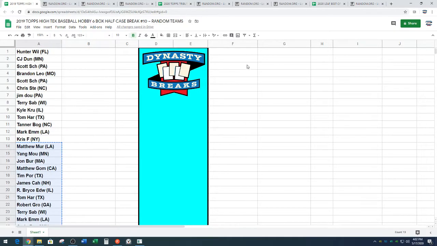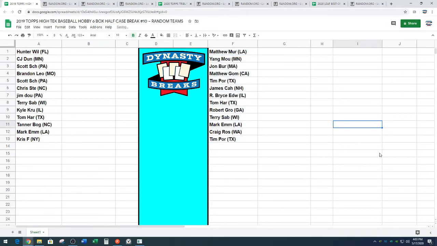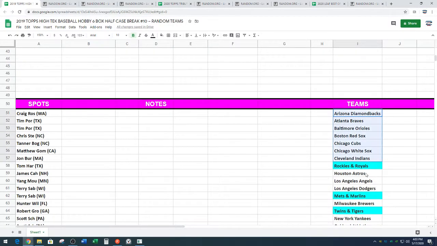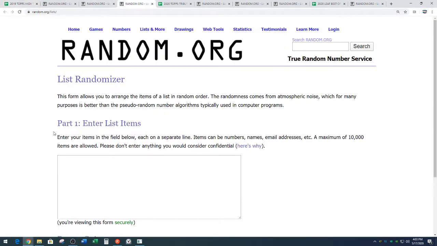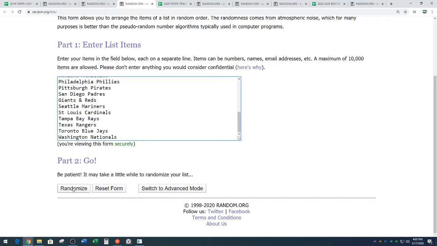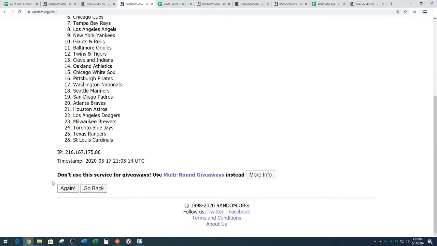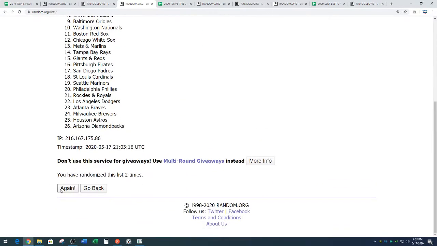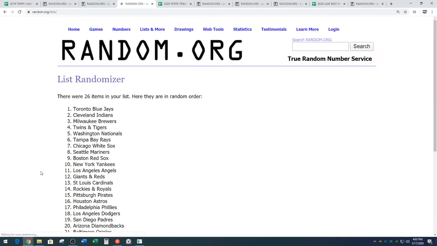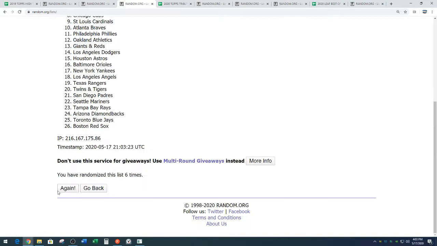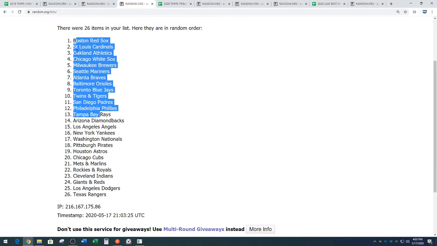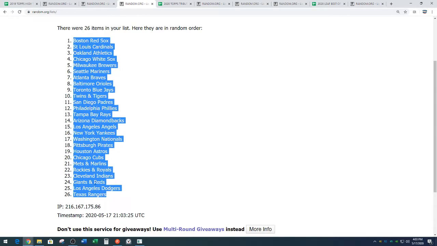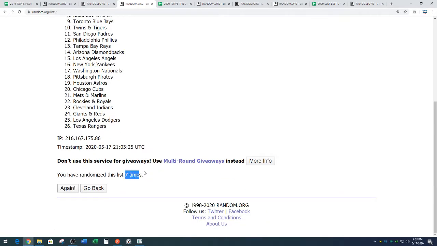And 26 spots in the break. That means four combo spots. It's going to be the Diamondbacks all the way down to the Nationals. Copy those. Random.org. Seven times. One, two, three, four, five, six, and seven. We've got the Red Sox down to the Rangers. Boston down to Texas. That is seven times on the random.